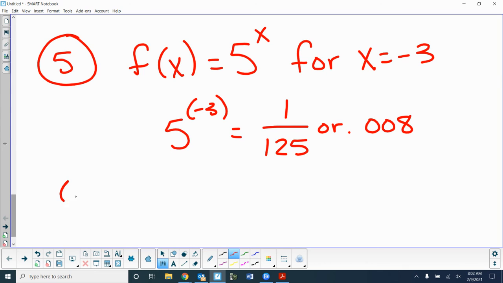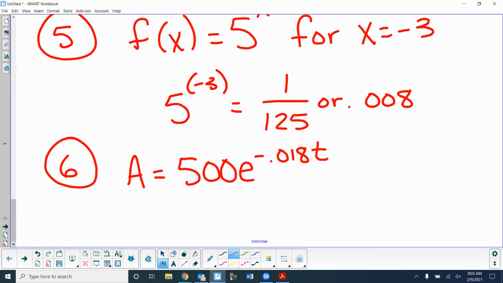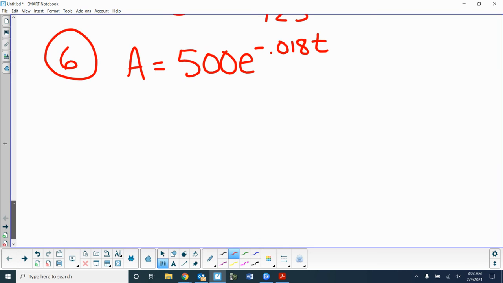And then number 6, we're just going to use the graphing calculator. Okay? So we have this function, A equals 500 e to the negative 0.018 t power. Okay, and this is a function that gives the amount of medication in milligrams in a patient's bloodstream t minutes after it has been injected. Okay, so it probably started out with 500 milligrams from the shot, and then as time goes on, it kind of wears off, right? So there's less of the medication as time goes on in your bloodstream.